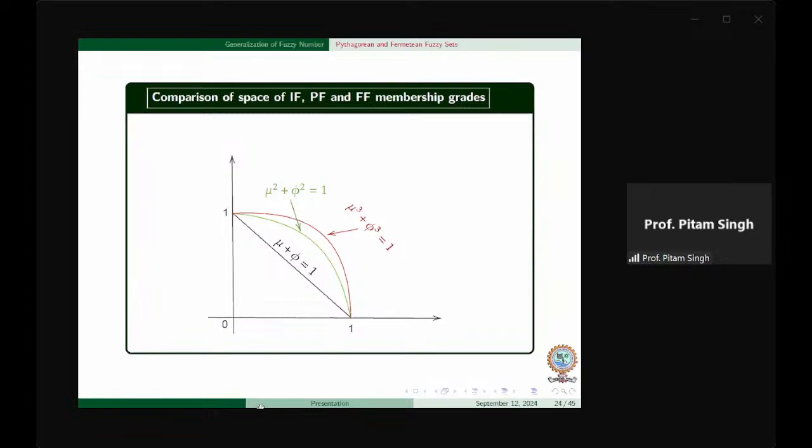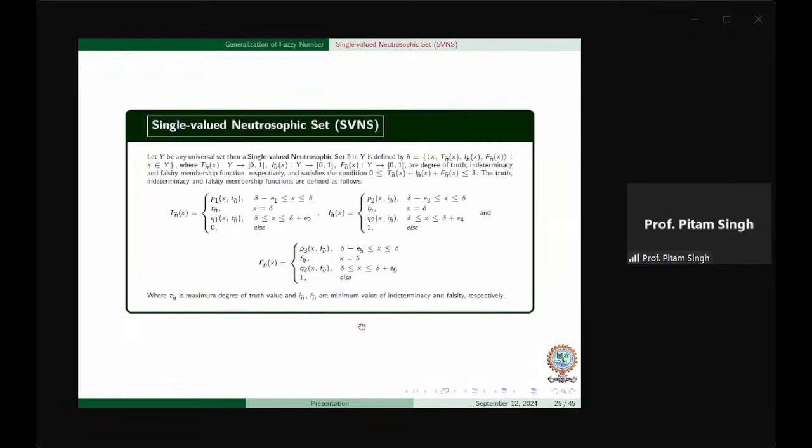So this is the graphical difference in the comparison of intuitionistic fuzzy sets, Fermatean and Pythagorean. This is for intuitionistic, this is quadratic for membership in Pythagorean, and this is for Fermatean. So we have more flexibility in Fermatean, and we have more flexibility than intuitionistic in Pythagorean. So we can compare like that. Now we can extend to another generalization of fuzzy numbers.